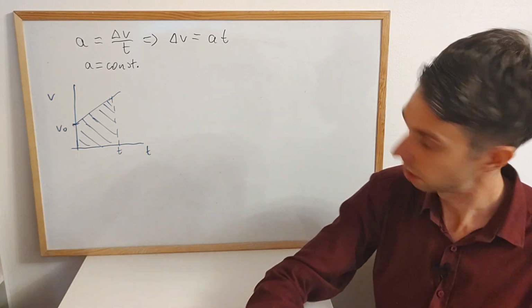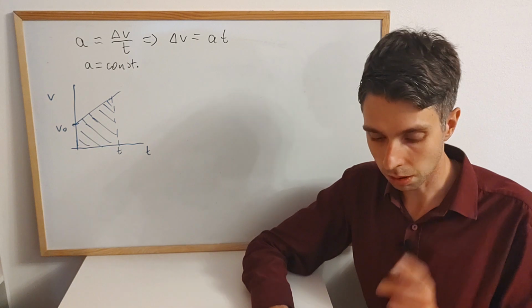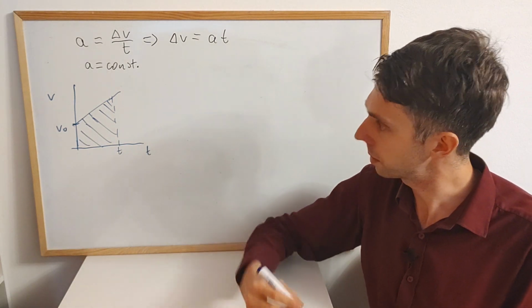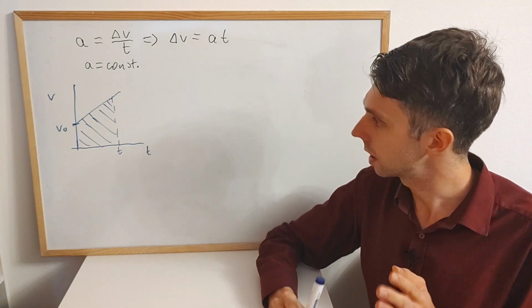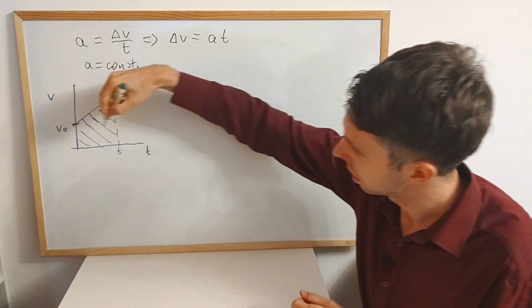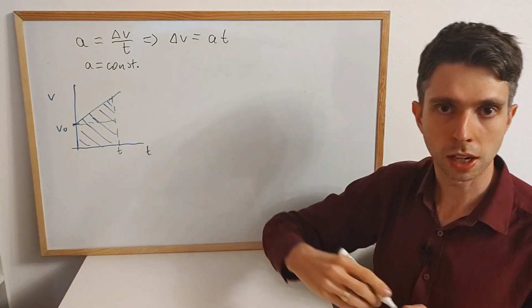So this is the area of this, and you are right, it's a trapezoid, but I prefer to think of it in another way. Think of it as a rectangle plus a triangle.